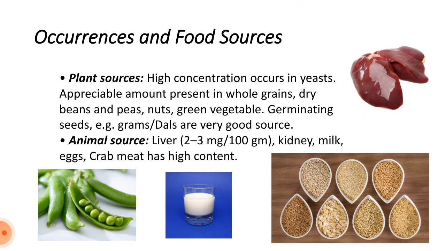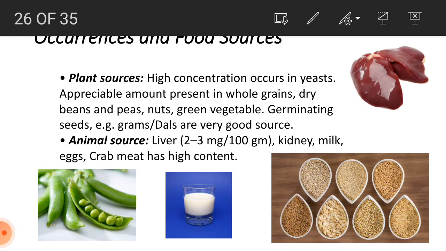Let's see the occurrences and the food sources of vitamin B2 or riboflavin. The plant sources: high concentration occurs in yeasts. Appreciable amounts are present in whole grains, dry beans and peas, nuts, and green vegetables. Germinating seeds, for example grams or dals, are also very good sources of riboflavin.